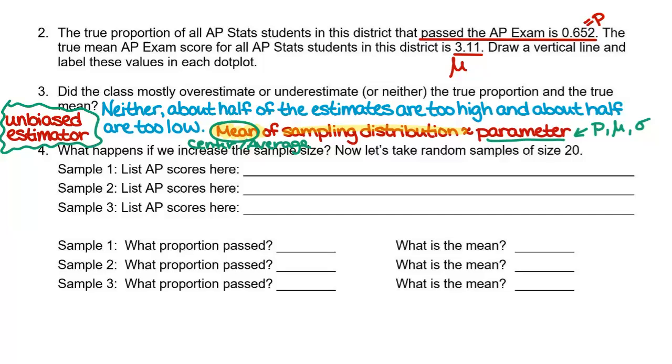All right, number 4, what happens if we increase sample size? Yesterday I had you take random samples of what size? 10. Today I want you to take random samples of size 20. How many samples do I want you to take? 3, just like yesterday. You're going to calculate the sample proportion and the sample mean, just like yesterday. We're going to do this in 10 minutes. You guys have 10 minutes.